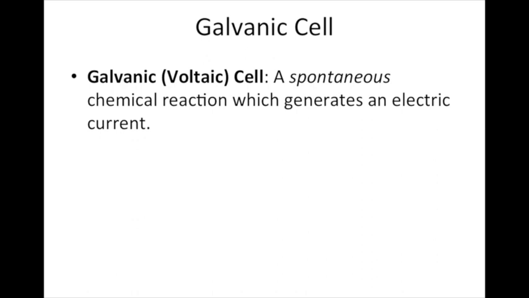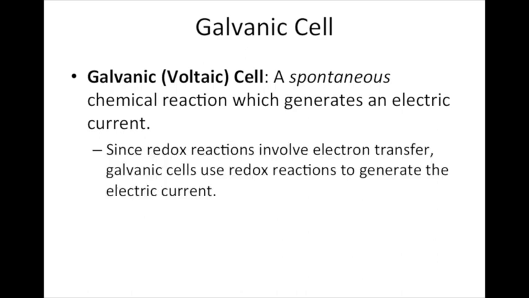In this video, we're going to look at how to construct a galvanic cell. A galvanic or voltaic cell is a spontaneous chemical reaction which generates an electric current. Since redox reactions involve electron transfer, galvanic cells use redox reactions to generate the electric current.